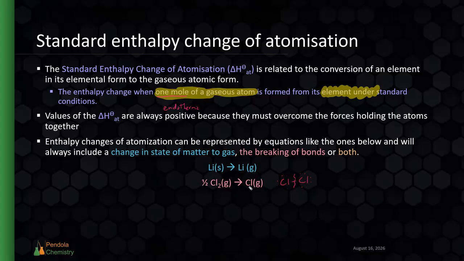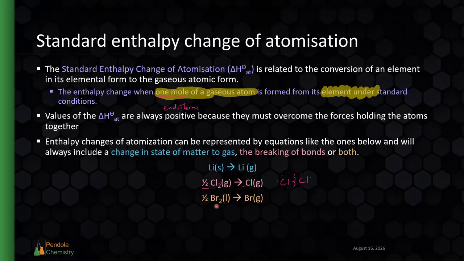So when we write these equations, this Cl gas has to be a 1, meaning that because chlorine is diatomic, we actually need a 1/2 in front of our Cl2 gas, because we're only creating 1 atom in the gas state, not 2. Now, for some elements, we're going to need to do both of these, both change the state of matter and break the bonds.